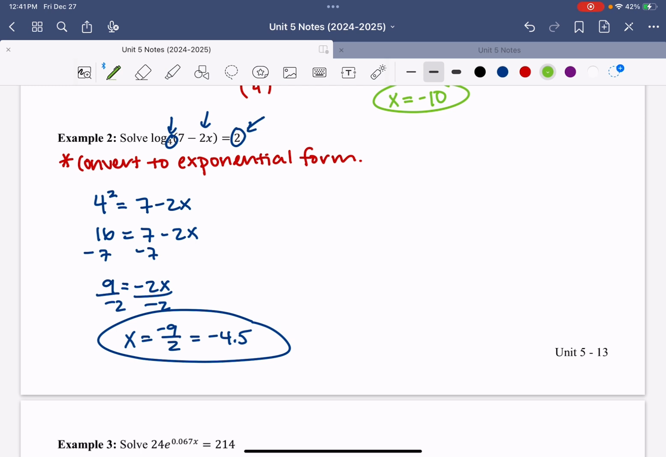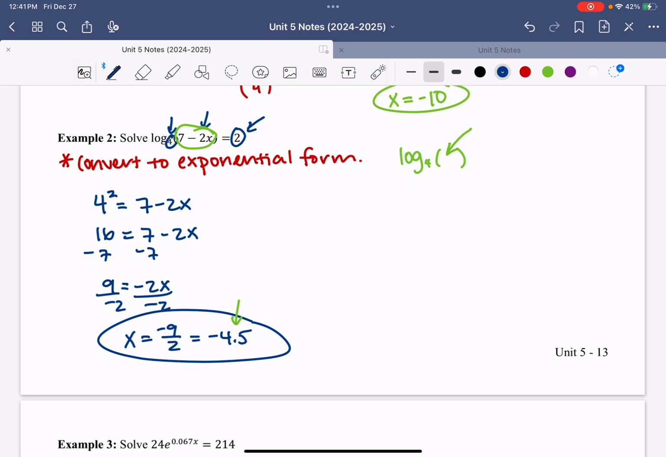Why would logarithms have undefined behavior? We know that the argument of a logarithm must be a positive number. It can't be 0, and it can't be negative. So we need to make sure that when we plug this value back into our argument, I don't get 0 or a negative number. It's really important that we go back and check that.